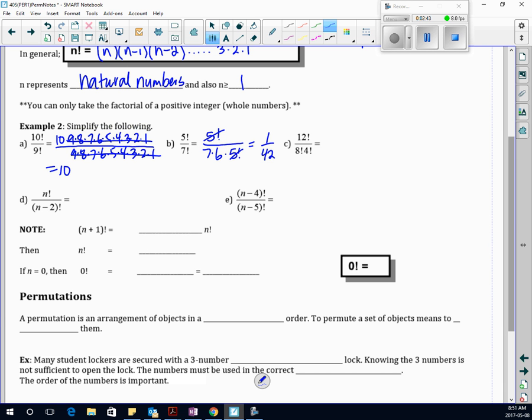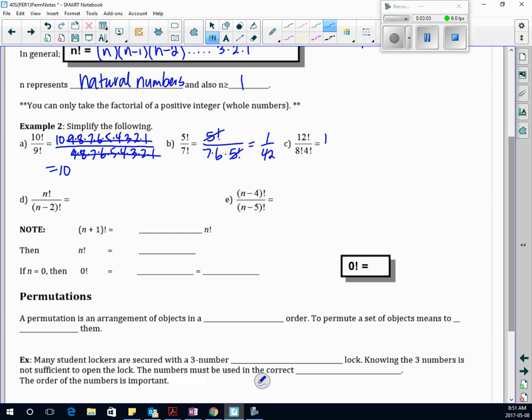Okay, how about this one? 12 factorial over 8 factorial times 4 factorial. Yeah, so 8 factorial times 4 factorial is not 12 factorial, just so you know. Okay? It's not 32 factorial either.